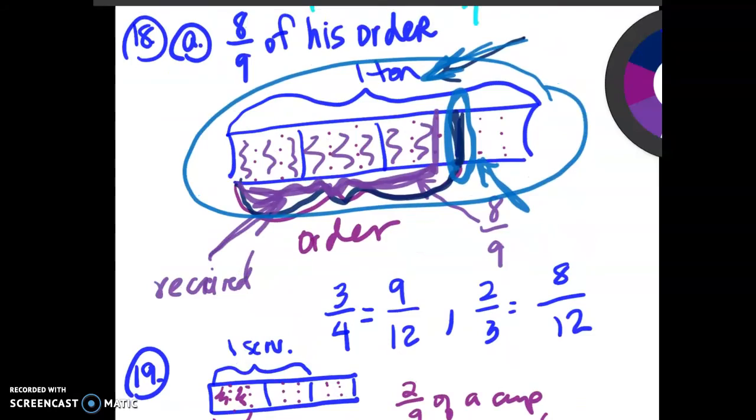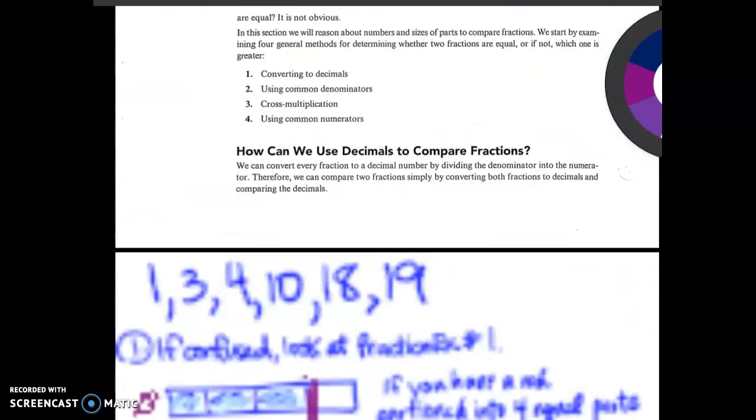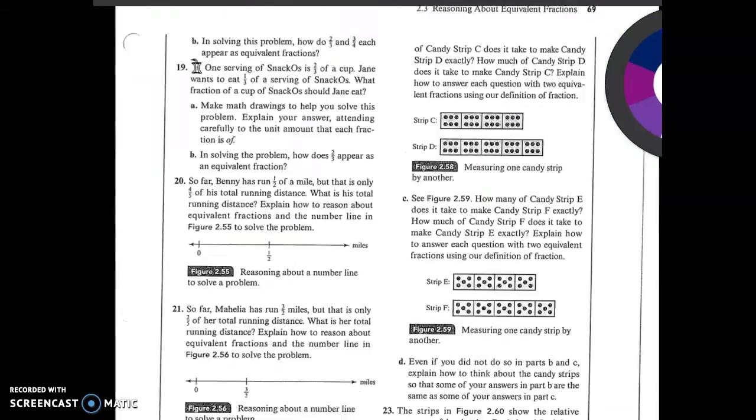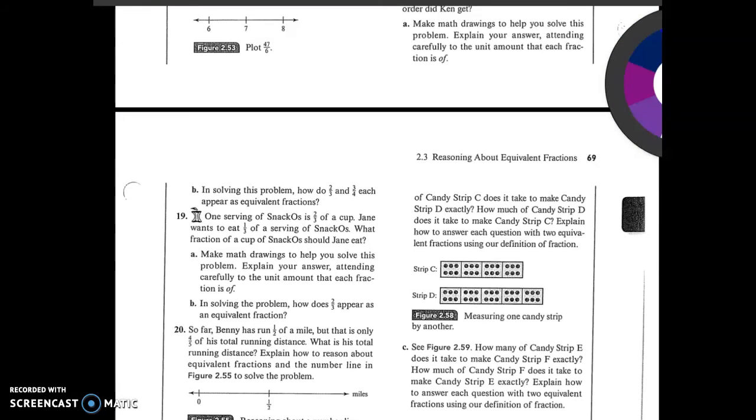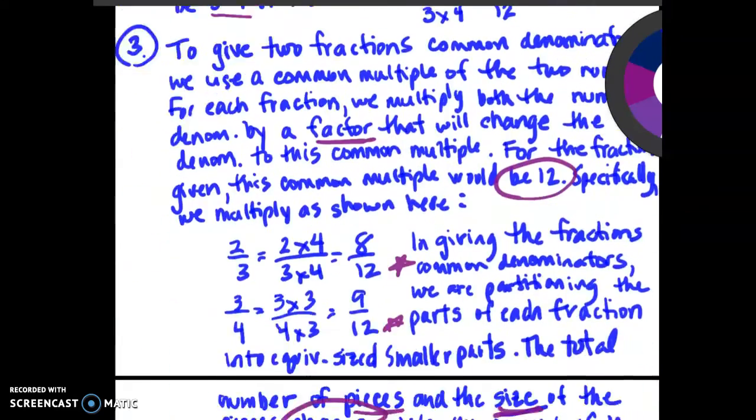The last one is similar. It's another kind of problem where you really have to attend to the unit amount. So in 19, we have 1 serving of Snackos is 2/3 of a cup. Jane wants to eat 1/3 of a serving. What's really important here is that you're already noticing that the unit amount is changing. 1 serving is 2/3 of a cup. There's the unit amount. She wants to eat 1/3 of a serving, so there's going to be another unit amount. And then we're asked what fraction of a cup she eats.